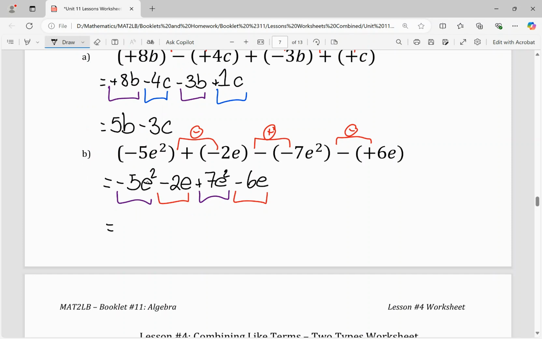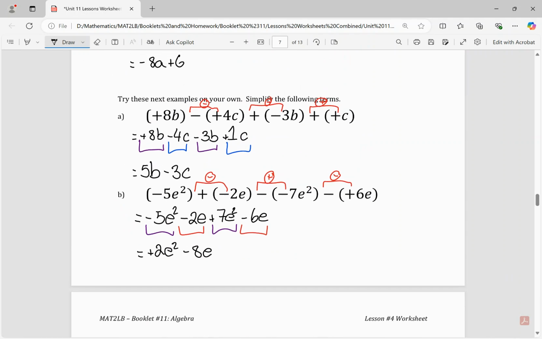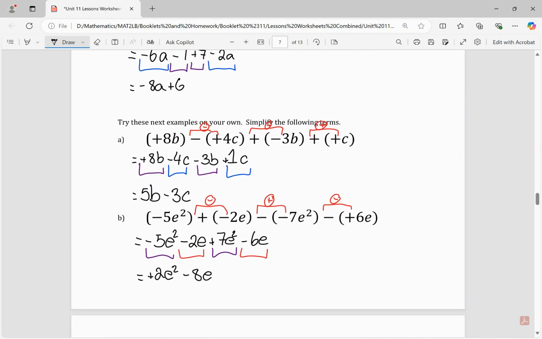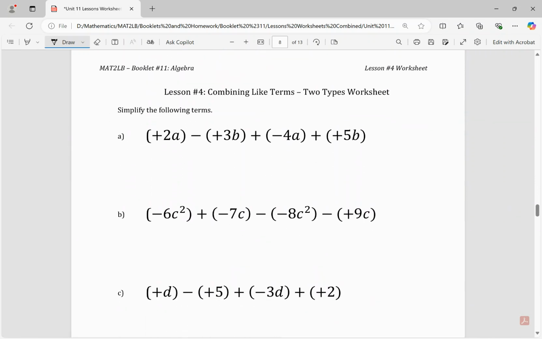Now, negative 5e squared plus 7e squared, that is negative 5 plus 7, which gives me positive 2e squared. And then negative 2e minus 6e, that is negative 2 minus 6, that is negative 8, and then just a single e. And that's it, right? Be careful when combining your terms because you can only do it if they're alike, and take some time to complete the worksheet below.